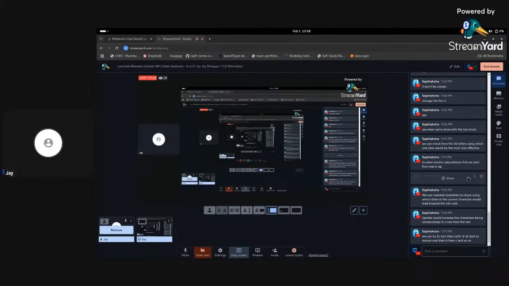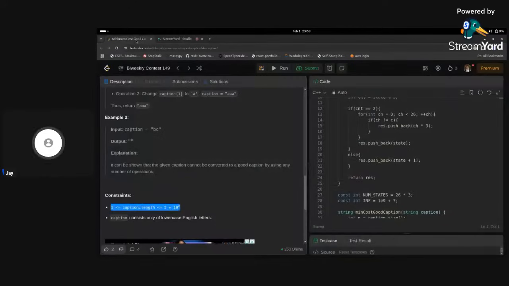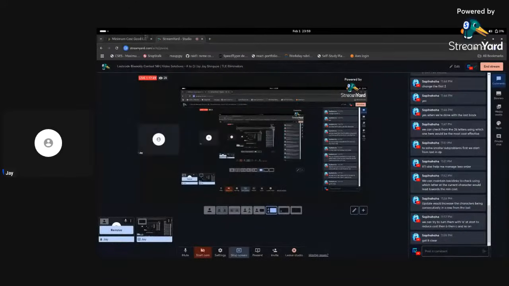Try to turn them into A, start to reduce cost, then B, and then C, and then so on. Start from last in the DP. Yeah, I think I don't get the last part where you're saying we turn them into A. All right. Okay.